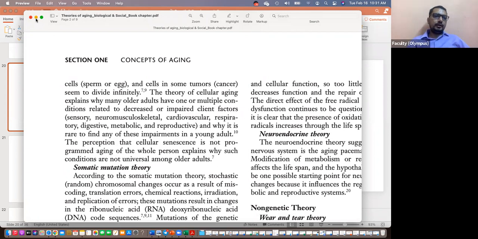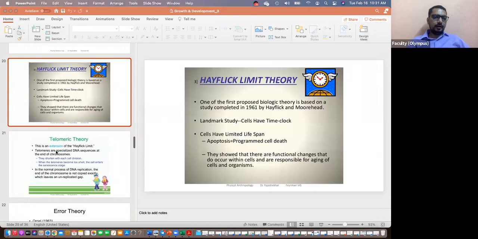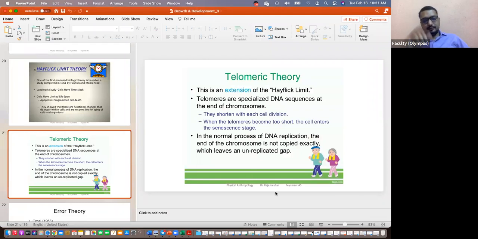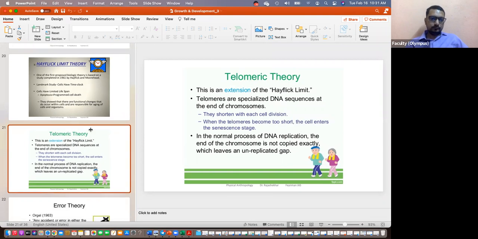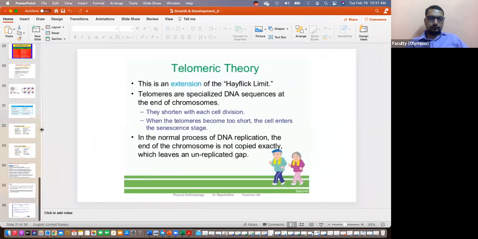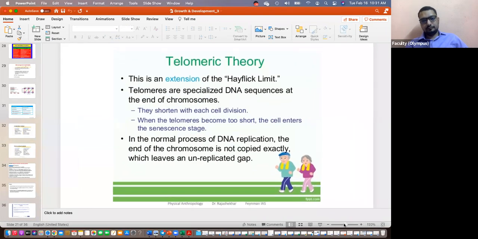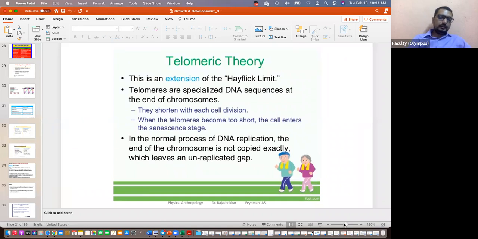Okay, so this is about Hayflick limit theory. Next, a very important, well accepted theory is telomere theory. So what is telomeric theory? Telomeric theory in a way can be seen as an extension to Hayflick limit theory.